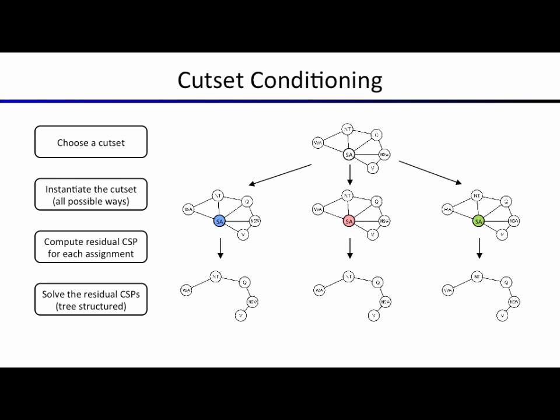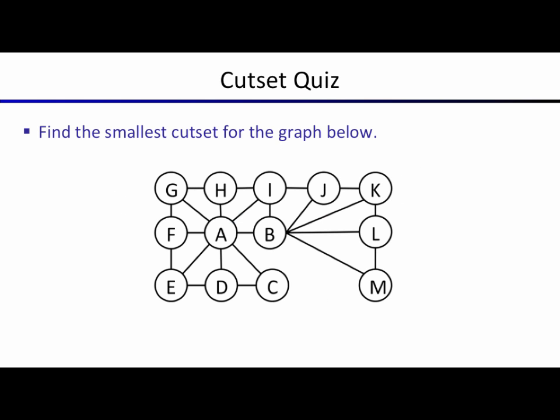That's all. Now finding a cut set is difficult, but finding a small cut set is okay because you can exhaustively search over all possible cut sets. Okay, what is the smallest cut set here?